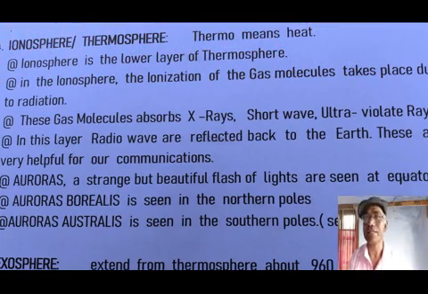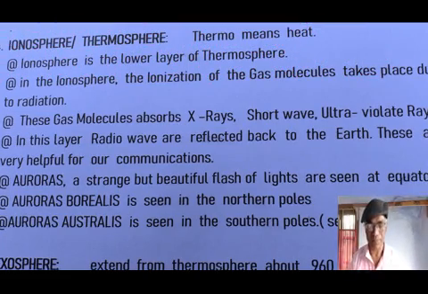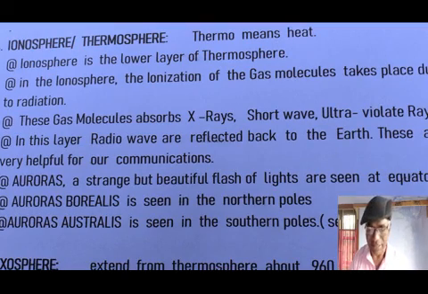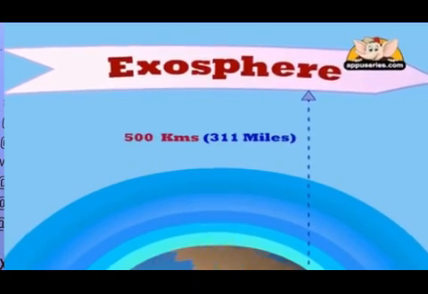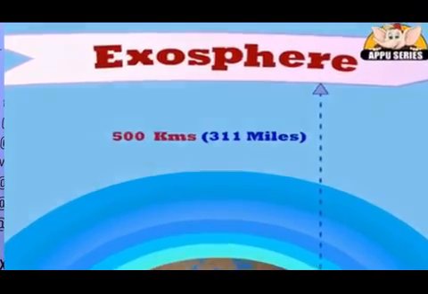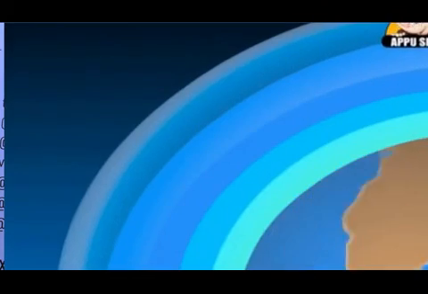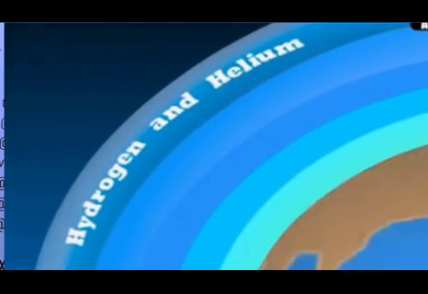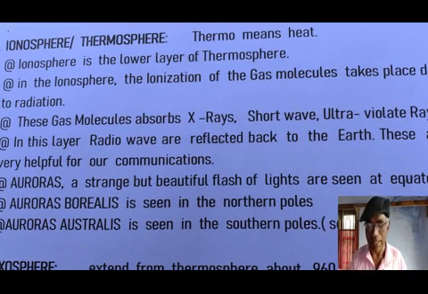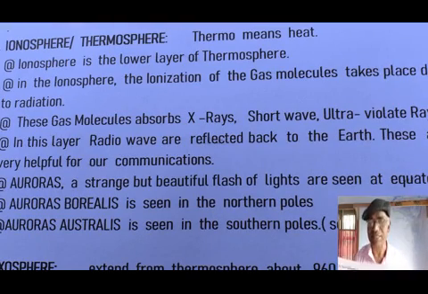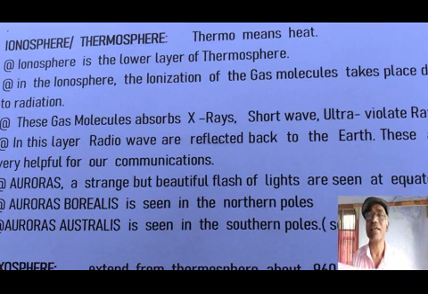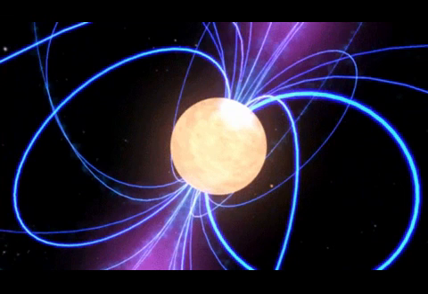Fifth is the exosphere, which extends from the thermosphere about 960 kilometers above. This is the top layer which merges into the interplanetary space.